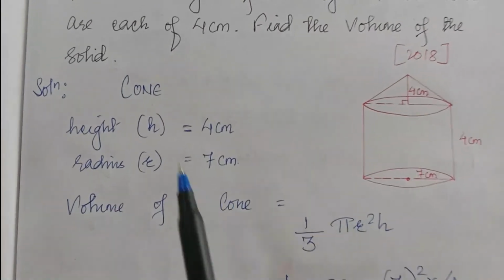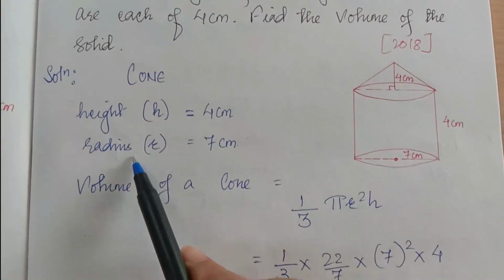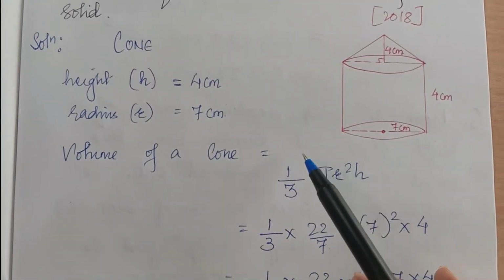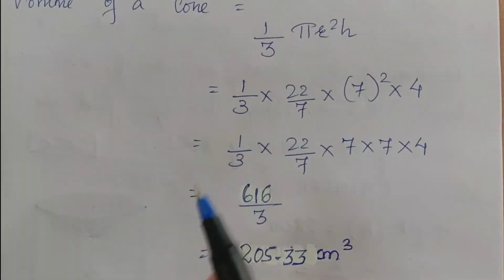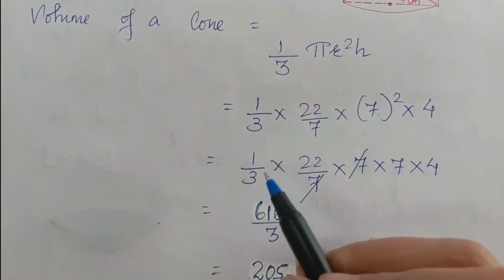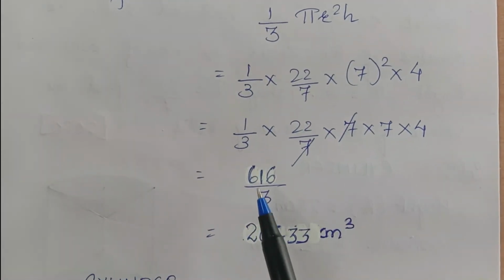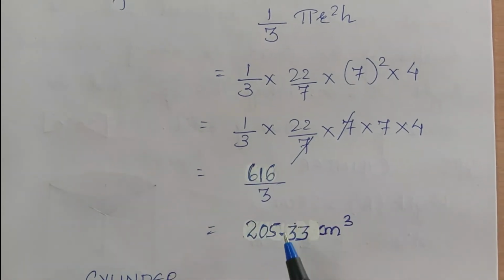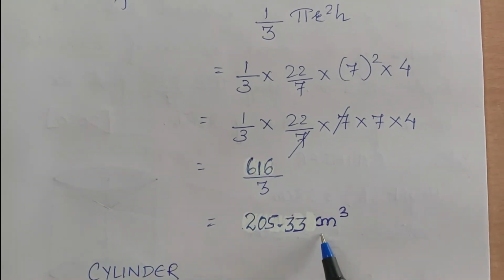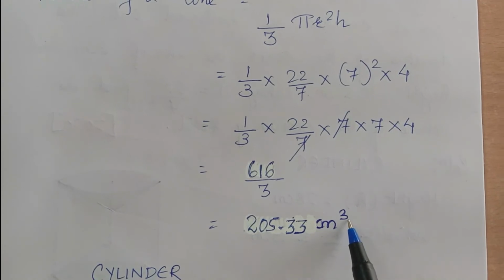So for cone we will do first: height 4, radius 7. So volume of a cone is 1/3 of pi r square h. Just put the value, then 7 cancel, multiply the numerators, it will be 616 by 3. And on dividing, you'll get 205.33 centimeter cube. This is the volume of the cone.